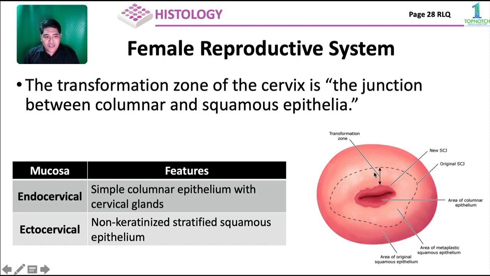And the mucosa here, we have the endocervix, which is lined by simple columnar epithelium with cervical glands. And then your ectocervix naman, it is a non-keratinized stratified squamous epithelium. So from columnar to squamous. Kasi nga ayun yung ectocervix in contact with the outside environment, kaya kailangan ng protection. Kaya ang kanyang lining epithelium is stratified squamous.